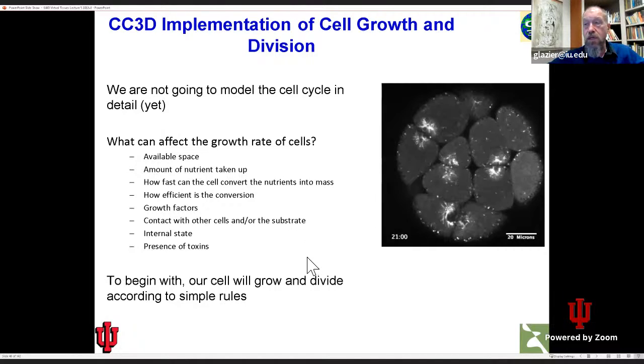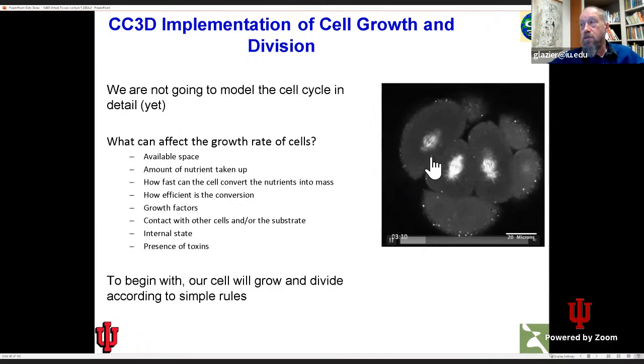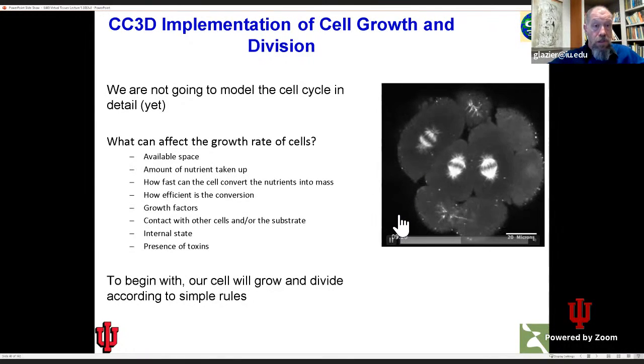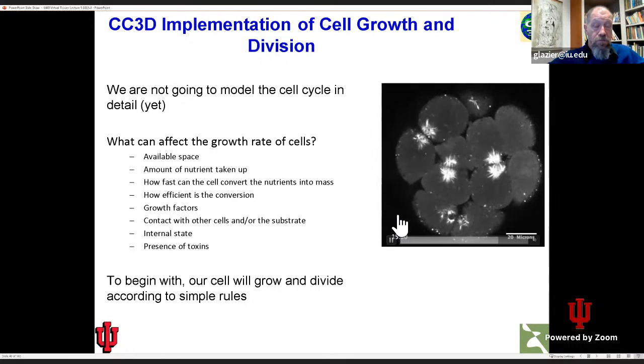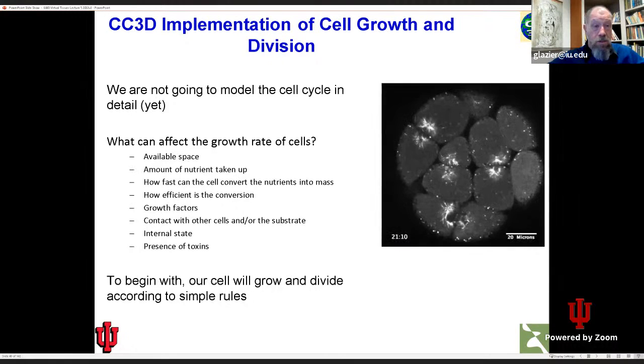contact with other cells on the substrate, the internal state of the cell, and then, for example, in a negative sense, usually, although some toxins actually promote cell growth and division, whether there are things in the environment that are perturbing it. In our world, cells will grow according to a simple rule and divide according to a simple rule. So we're going to neglect all of that complexity. And of course, our cells don't have all this beautiful macromolecular machinery that is responsible for chromosome copying, organization, and separation.